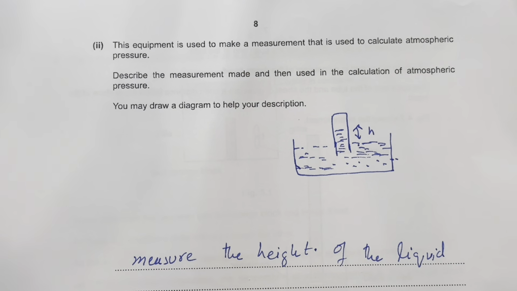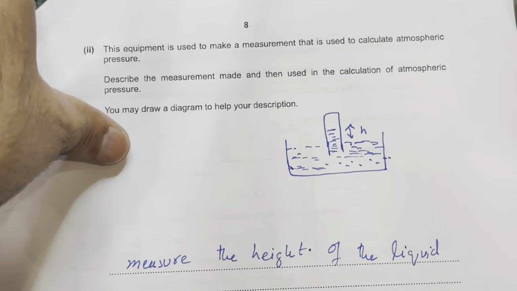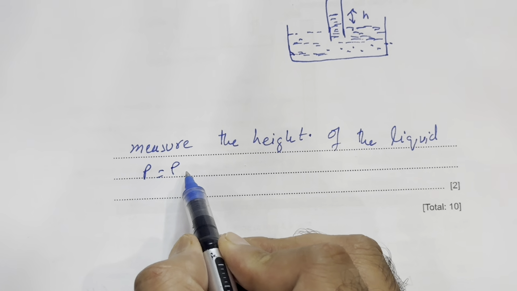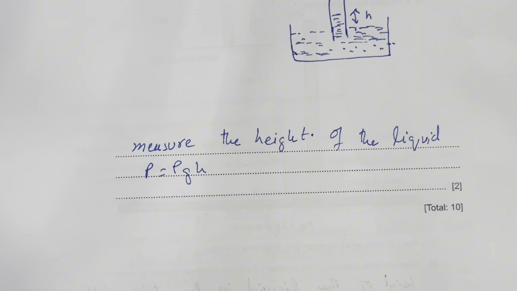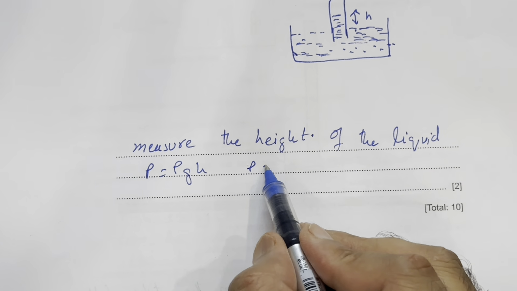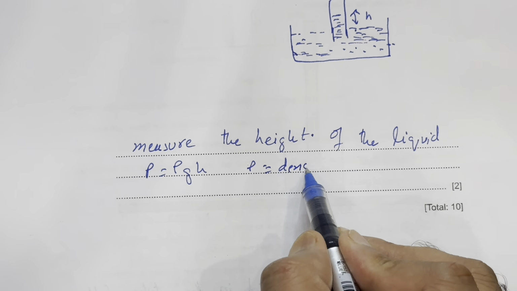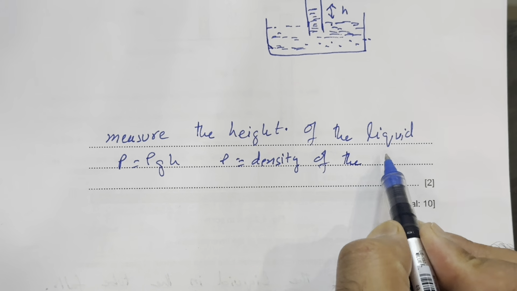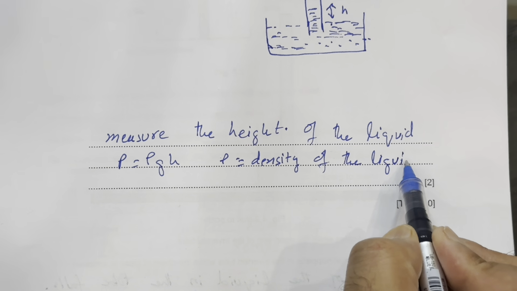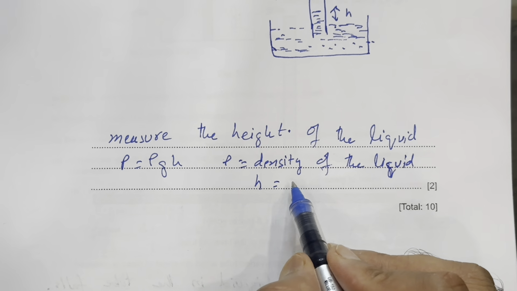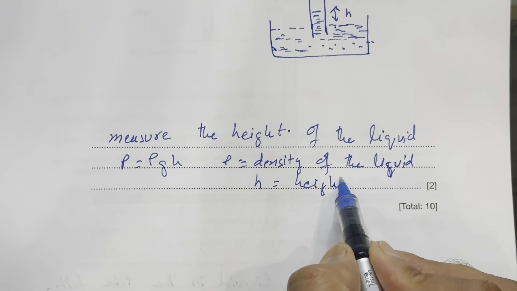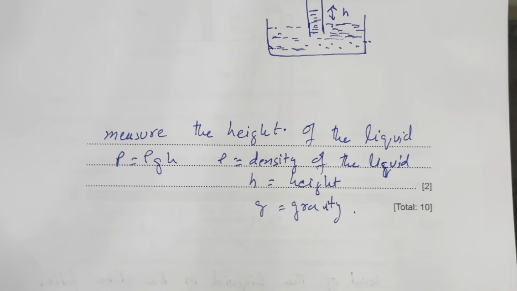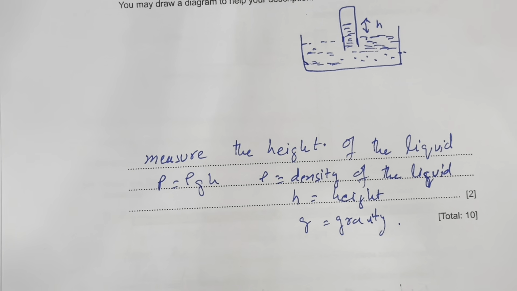Then we have to use the formula: pressure equals rho g h. Rho is the density of the liquid, h is the height, and we know that g is gravity, which is 9.8. Okay, this is how we completed question number 4.